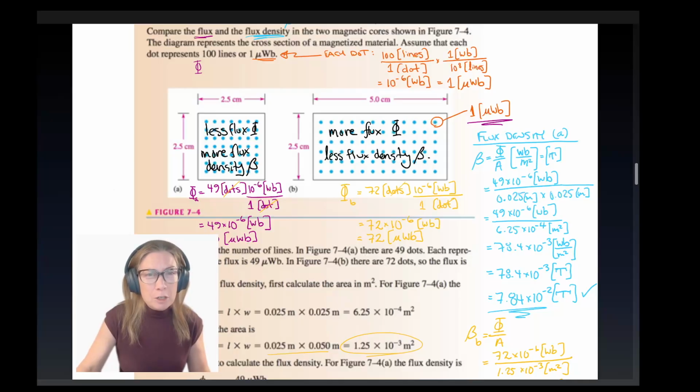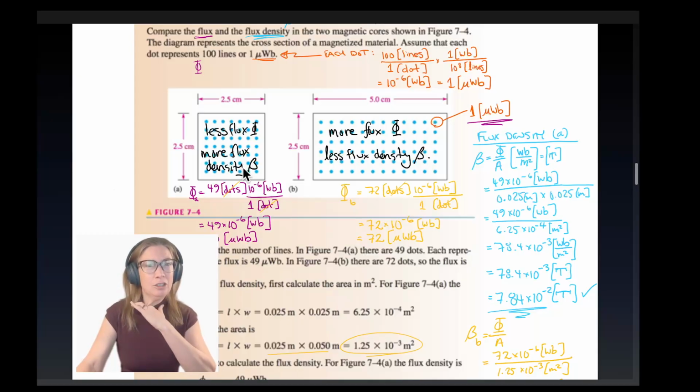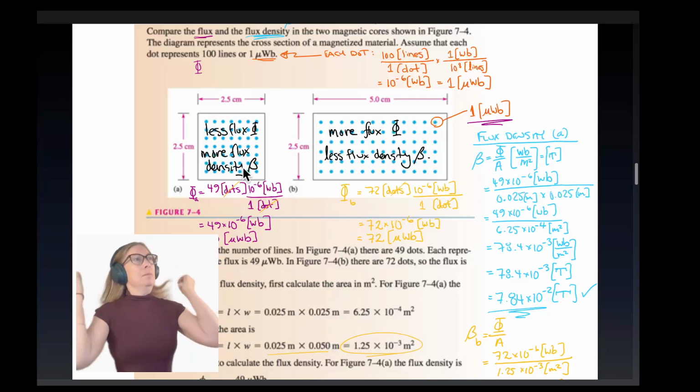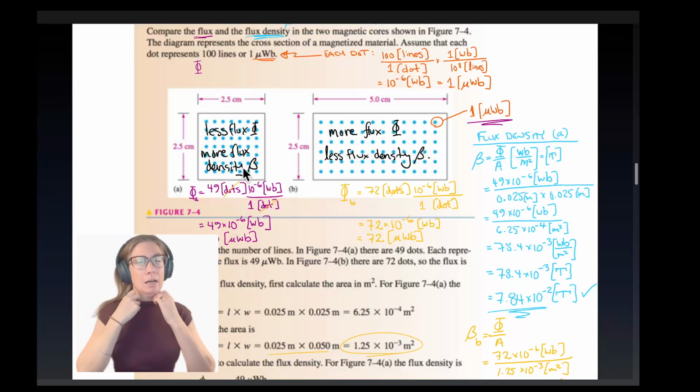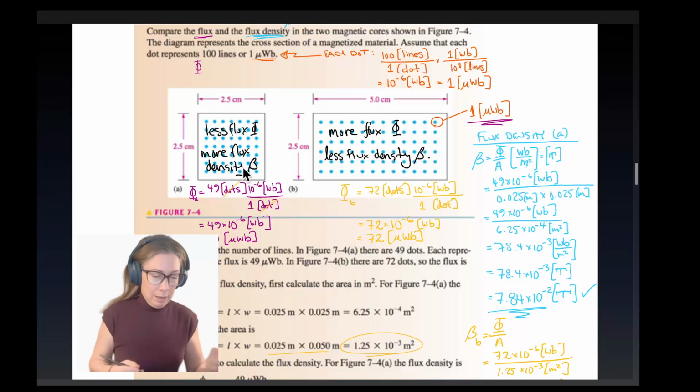Cross-sectional area of the first bar magnet, it has these dots in it, and each one of these dots is representing 1 microweber. Each dot represents 1 microweber, and 1 microweber is 100 lines of flux. Each dot is 100 lines of flux.